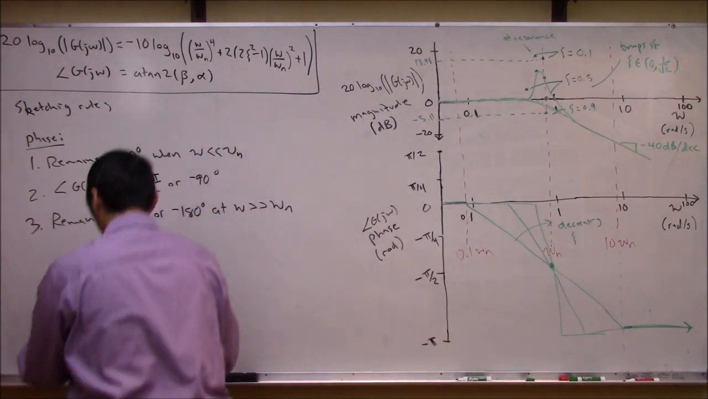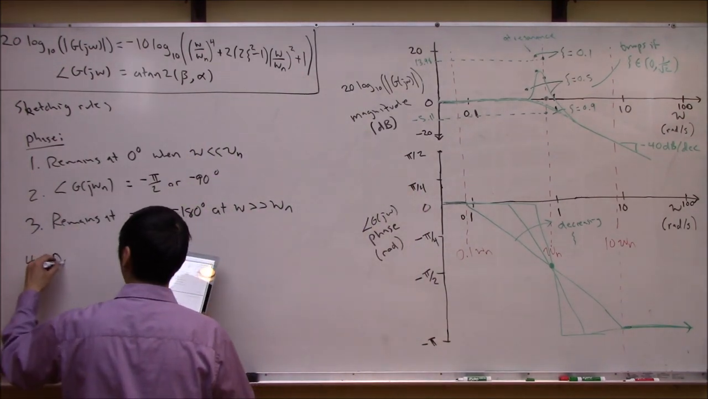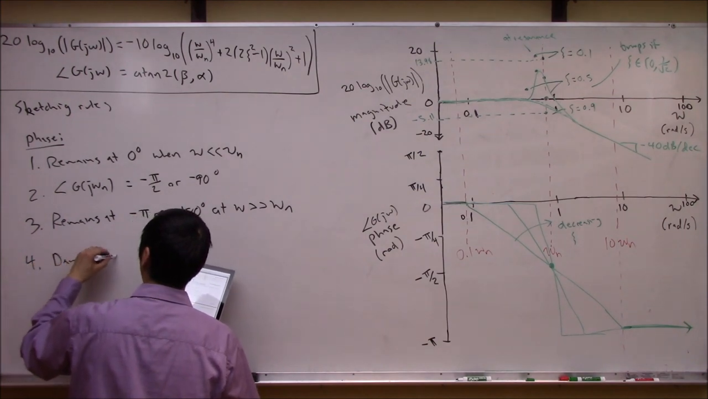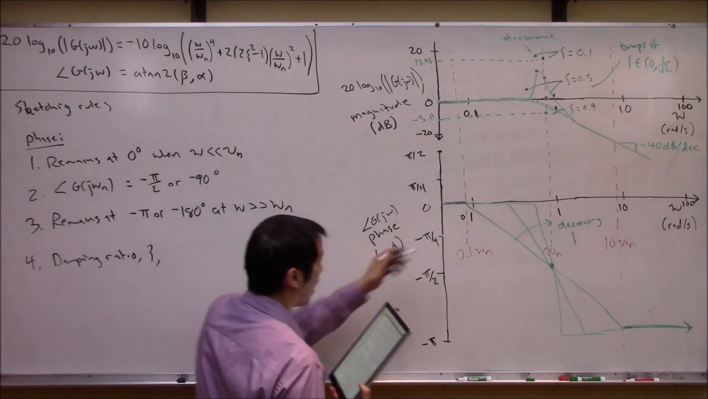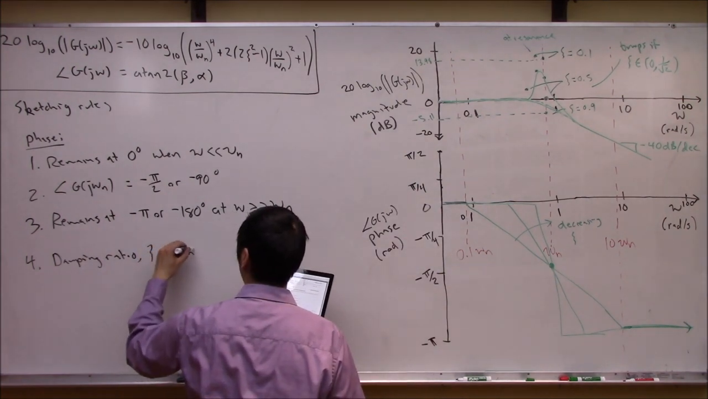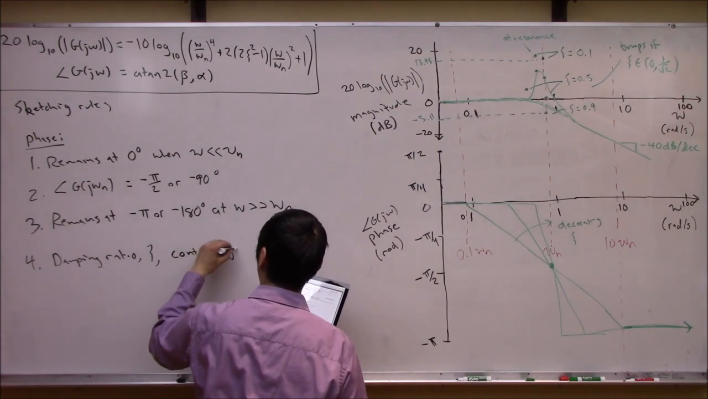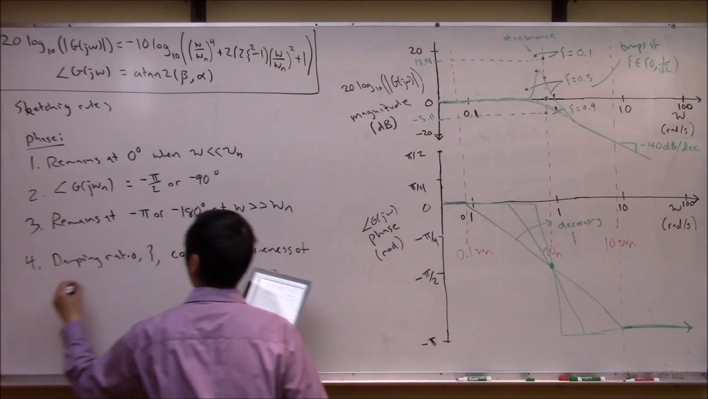Now, where it gets interesting, step four, is that the damping ratio zeta controls the aggressiveness of the cutoff.